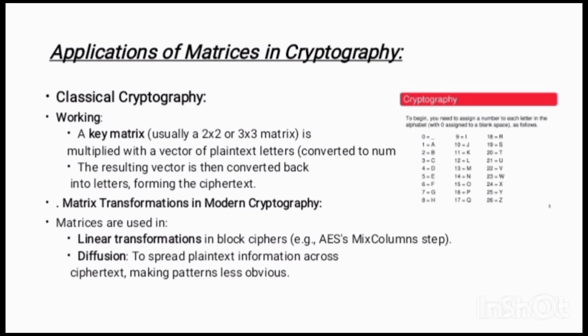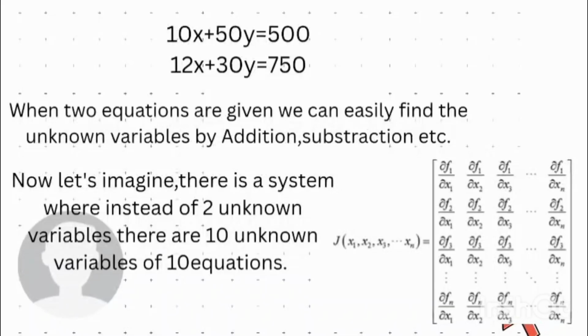Matrix transformations in modern cryptography. Matrices are used in linear transformations. Linear transformation in block ciphers. Diffusion to spread plain text information across ciphers, making patterns less obvious.